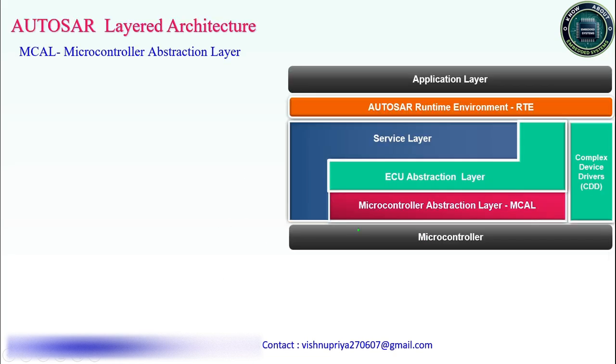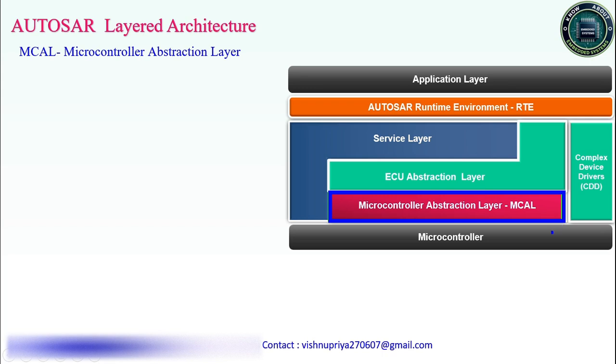MCAL stands for microcontroller abstraction layer. So what is the main functionality of this MCAL? You know the definition: the full form of MCAL is microcontroller abstraction layer. Currently whatever I'm highlighting is your microcontroller abstraction layer. What is the functionality of this? The microcontroller abstraction layer is responsible for interacting with the physical circuit of your microcontroller. This is actually the software, a driver software, which we develop for that particular microcontroller.